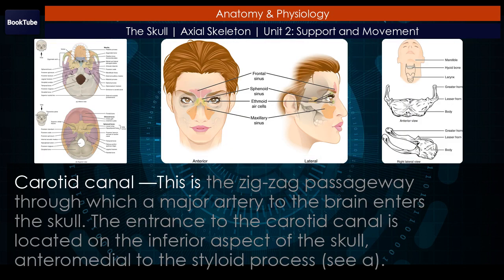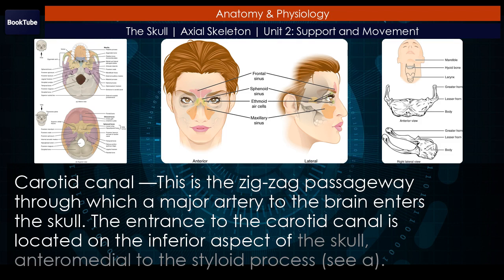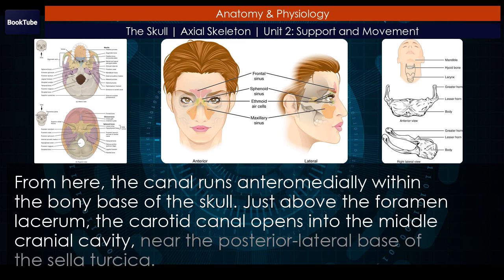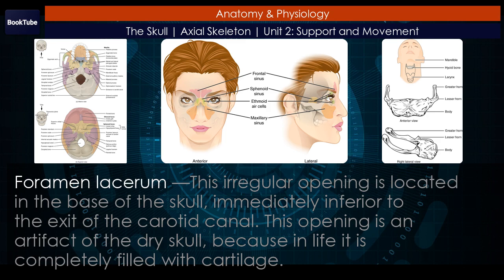Carotid canal. This is the zigzag passageway through which a major artery to the brain enters the skull. The entrance to the carotid canal is located on the inferior aspect of the skull, anteromedial to the styloid process. From here, the canal runs anteromedially within the bony base of the skull. Just above the foramen lacerum, the carotid canal opens into the middle cranial cavity, near the posterior lateral base of the sella turcica.